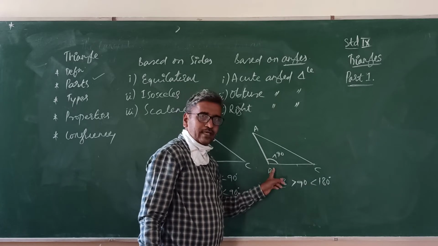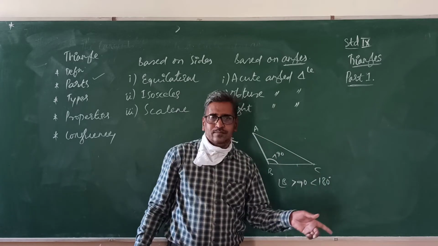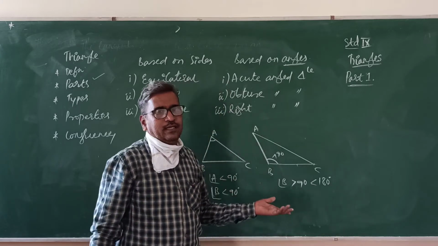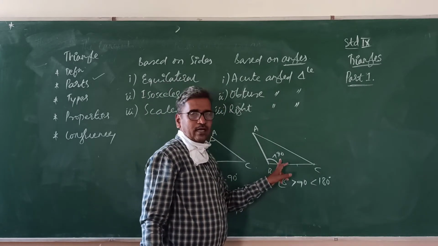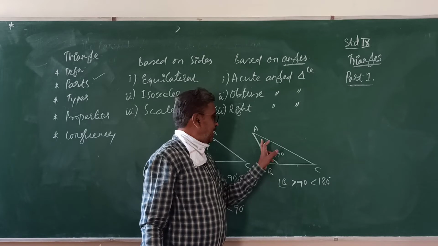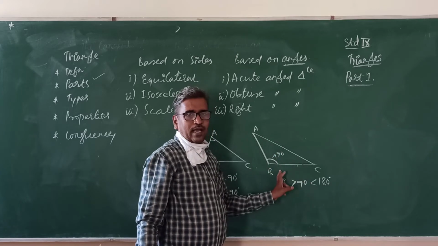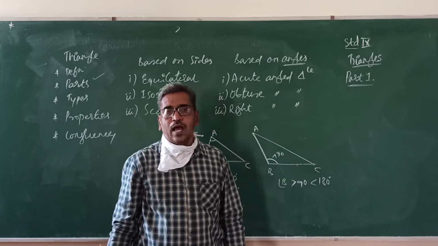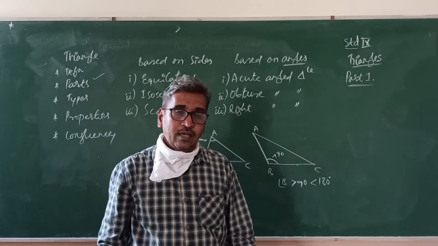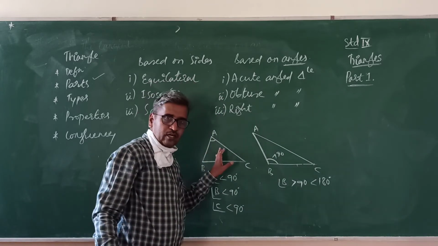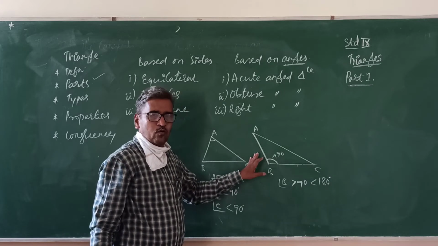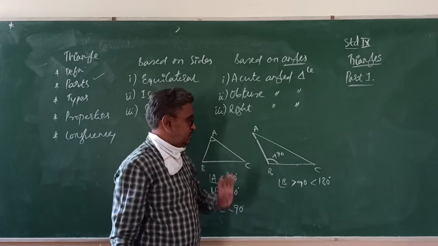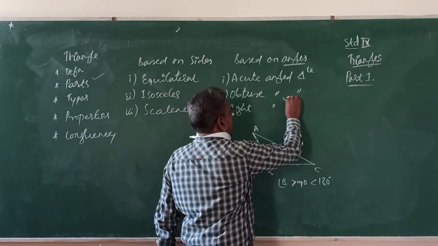If one angle is more than 90 degrees, the remaining two together are less than 90, since all together they are 180. Then A and C are acute. Only one angle is obtuse. Then the triangle is said to be an obtuse angled triangle. In an acute angled triangle, all three angles are acute, but in an obtuse one it is not like that. Only one angle is obtuse and the remaining two are acute. So what about the right angle triangle?